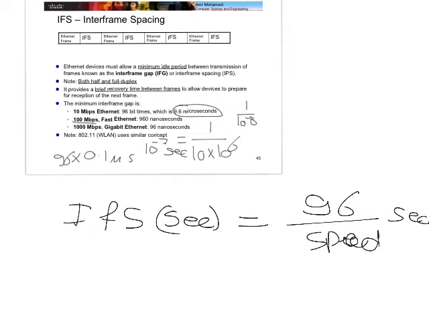This interframe spacing is regardless of sending, receiving, anything. This is between any two frames. You have to stay idle for interframe spacing. You have to stay idle in terms of communication because the hardware is adjusting itself. Okay, so that's one important parameter that Ethernet defines.